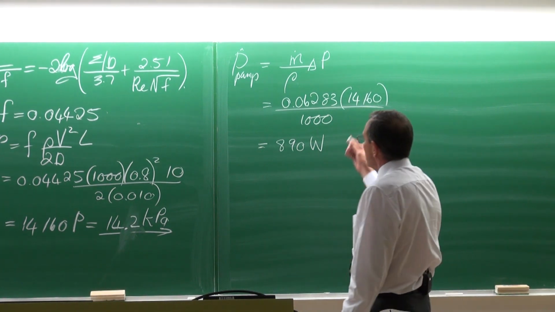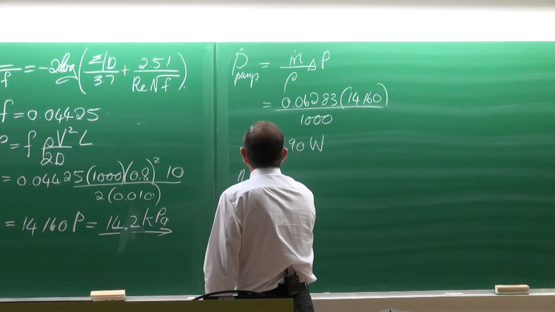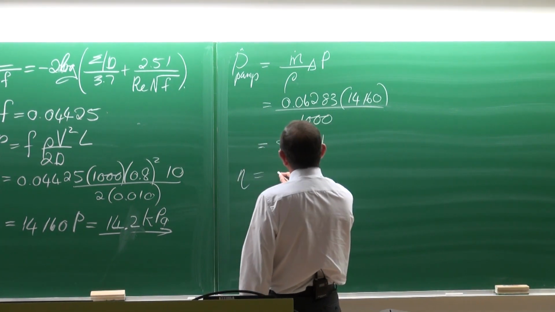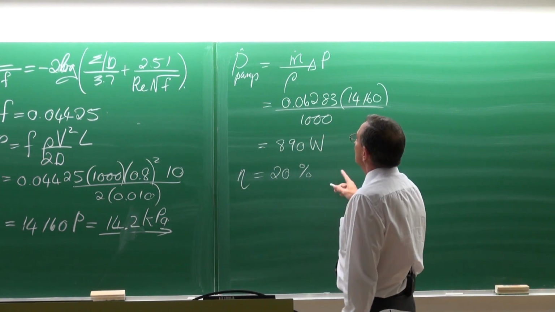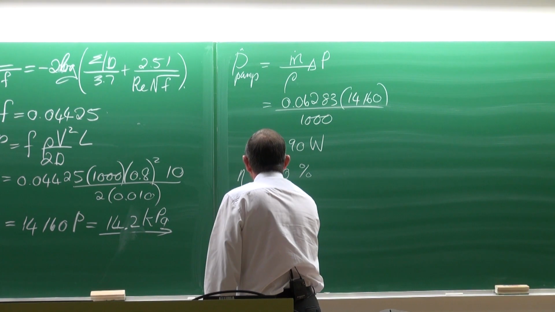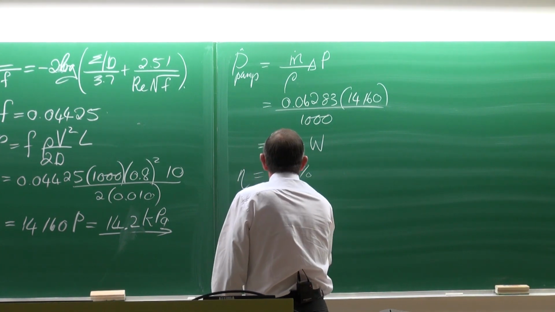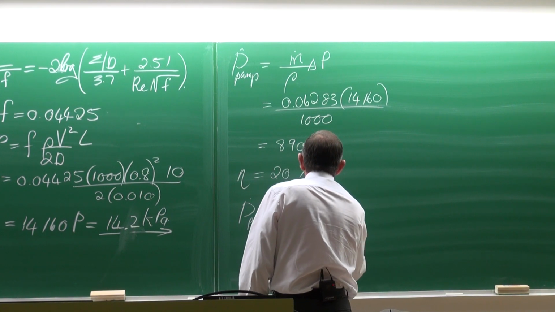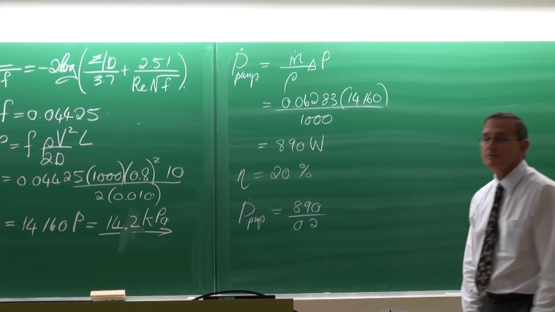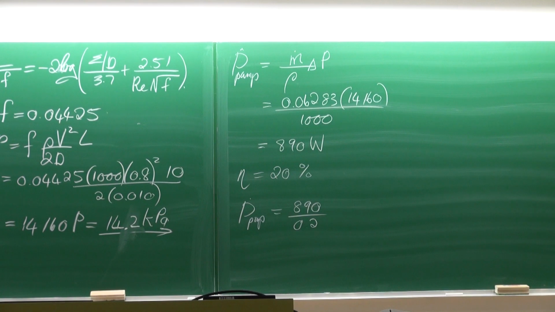That is never the case. So let's suppose the efficiency of the pump is equal to 20%. Then the pump power would be equal to 890 divided by 0.2. Okay.